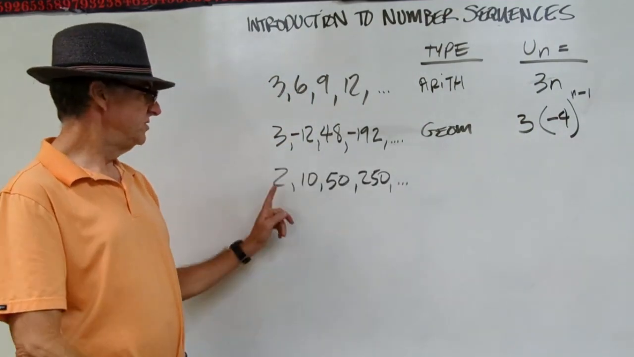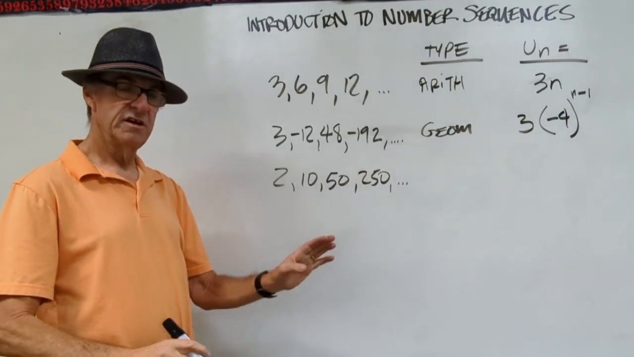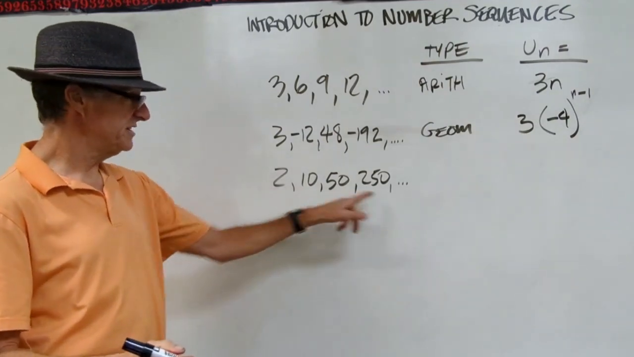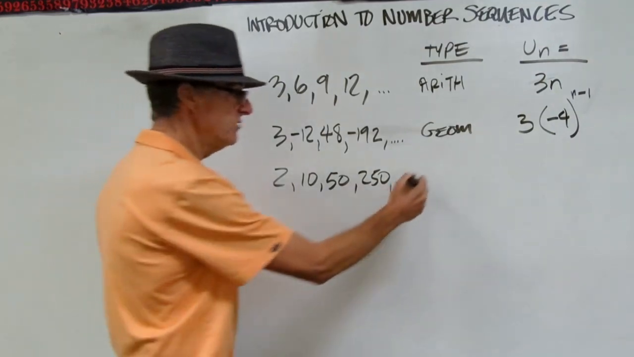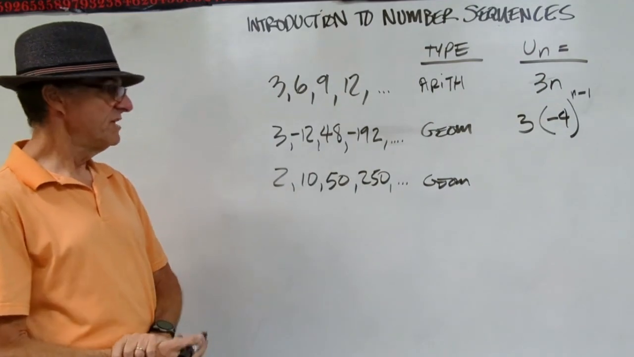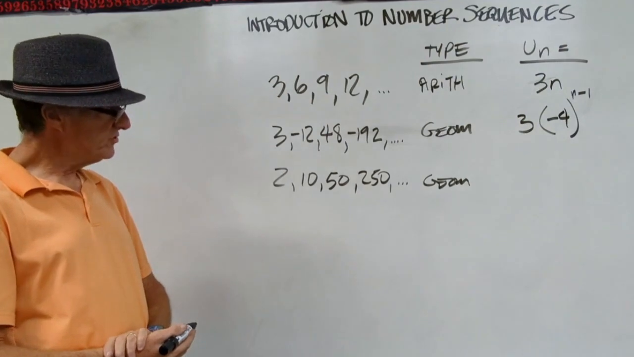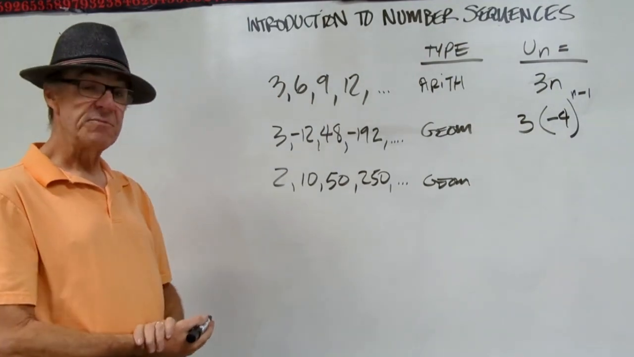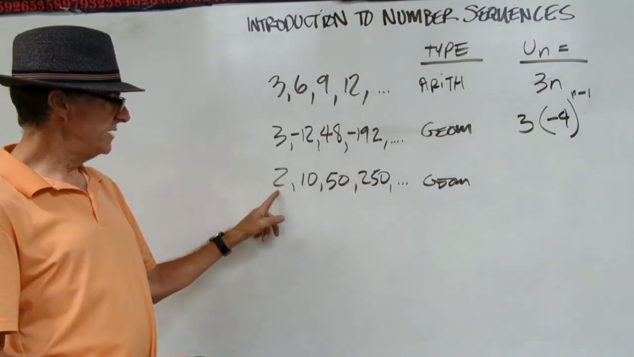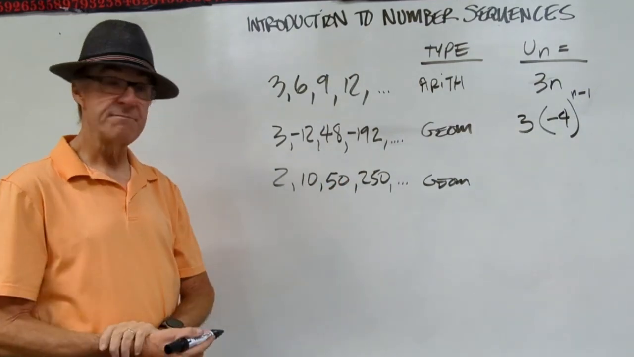All right, let's try another one. 2, 10, 50, 250. Geometric or arithmetic? Think about it. Okay, geometric. There's no way we can get the next term by adding or subtracting. So again, we have a geometric sequence. So now, what would be a formula for that? If you look at those numbers, think about what you're multiplying by to get the next term. And you'll notice 2 times 5 is 10, 10 times 5 is 50, 50 times 5 is 250. So we're multiplying by 5.